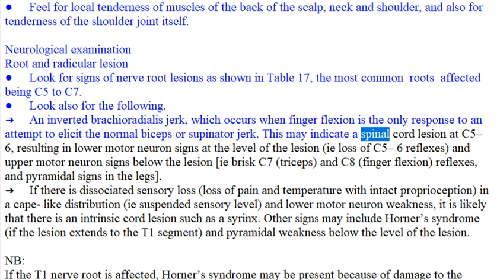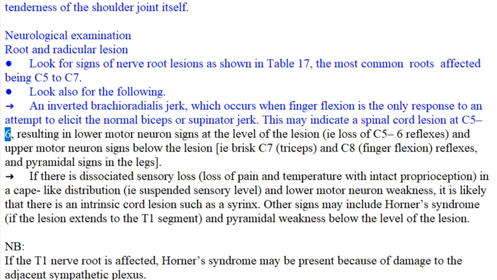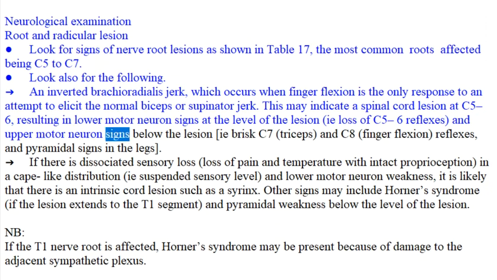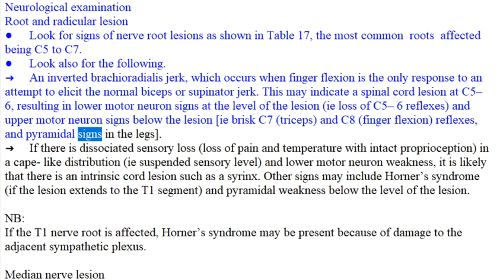This may indicate a spinal cord lesion at C5-6, resulting in lower motor neuron signs at the level of the lesion, i.e. loss of C5-6 reflexes, and upper motor neuron signs below the lesion, i.e. brisk C7, triceps, and C8, finger flexion, reflexes, and pyramidal signs in the legs.